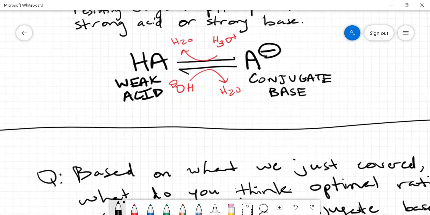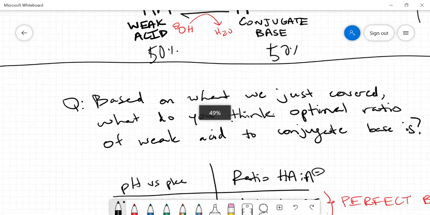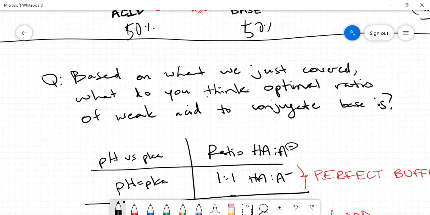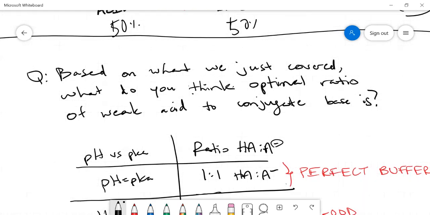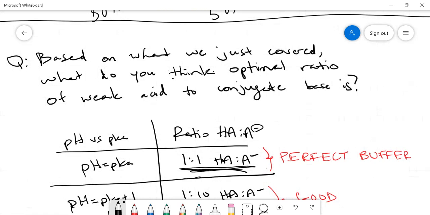Well, you might think, if we want to cover our bases, we probably want to have a 1-to-1 ratio, or a 50-50 mix of our weak acid to conjugate base. And the question is just asking the same thing based on what we just covered. What do you think the optimal ratio of weak acid to conjugate base is? Like we just said, you would think that a 1-to-1 ratio is going to cover your bases. So no matter if I add strong acid or strong base, I'll be able to resist changes to my pH. And that's the idea here: we say you have a perfect buffer when you have that 1-to-1 ratio of weak acid to conjugate base.